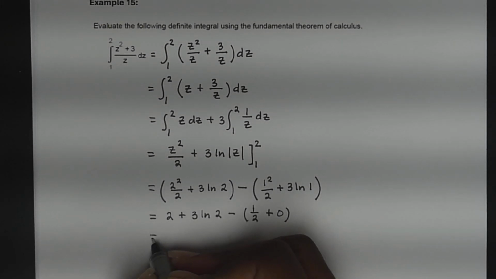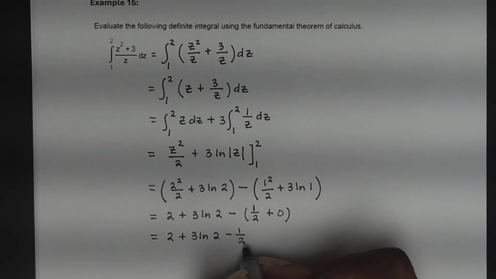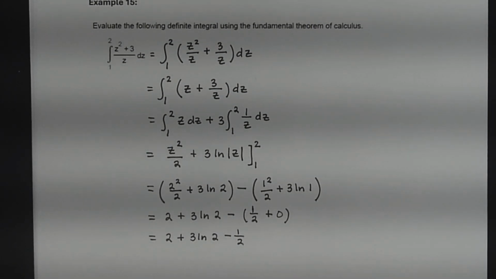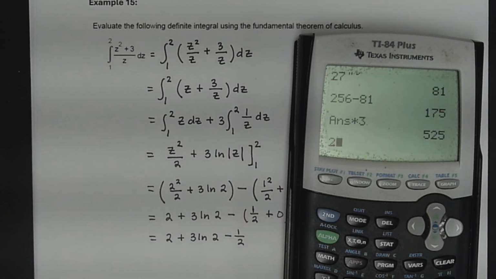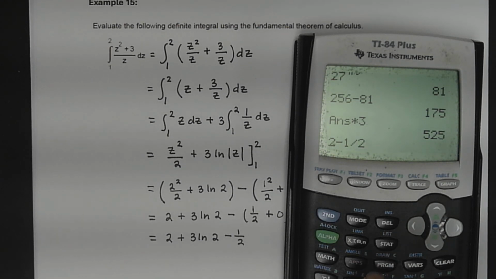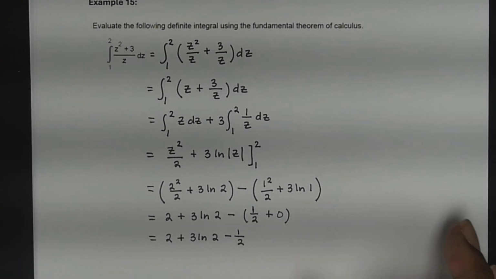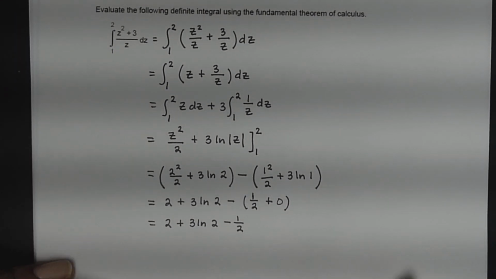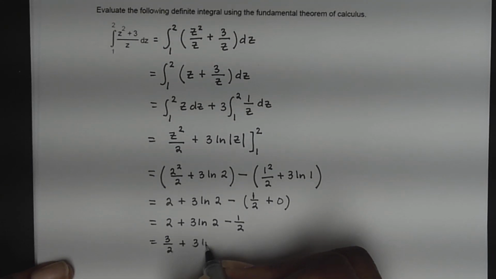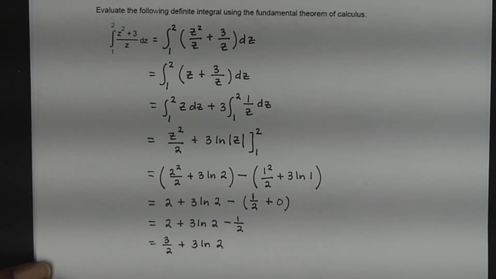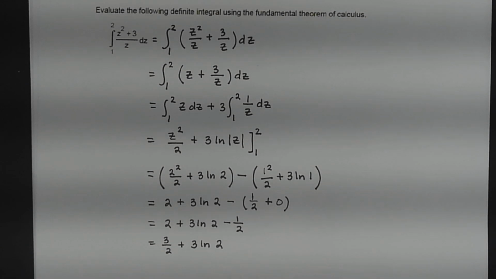All right, so now we got 2 plus 3 ln of 2 minus 1/2. 1/2 plus 0, that's 1/2. Now let's do 2 minus 1/2 in the calculator. And as a fraction, you'll get 3/2. So 2 minus 1/2 would be 3/2, plus 3 ln of 2. And that would be as far as I would go with that problem here.